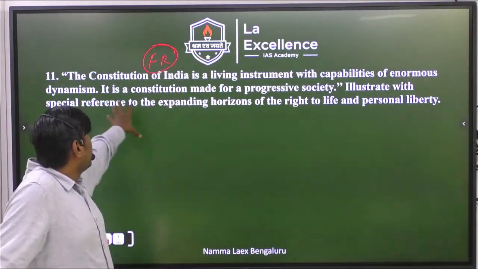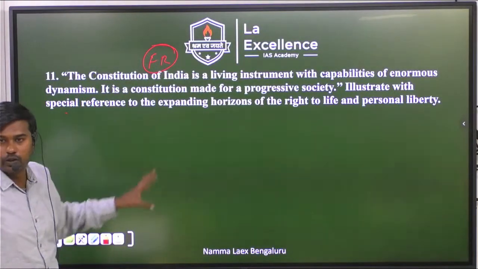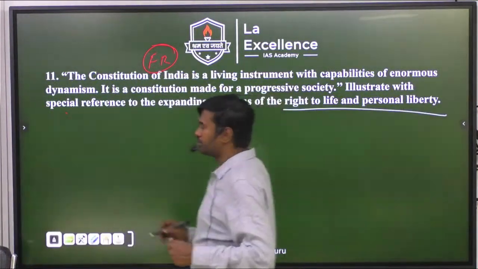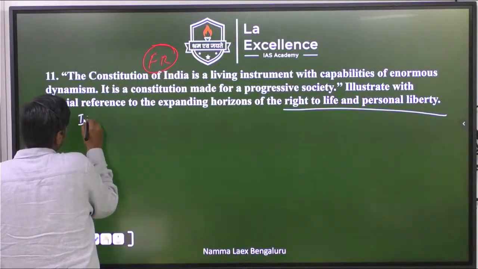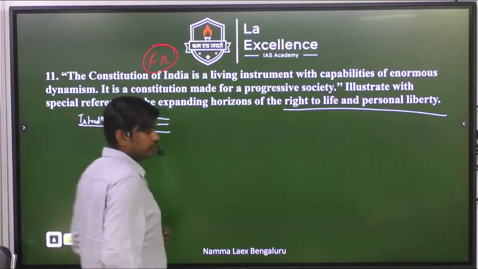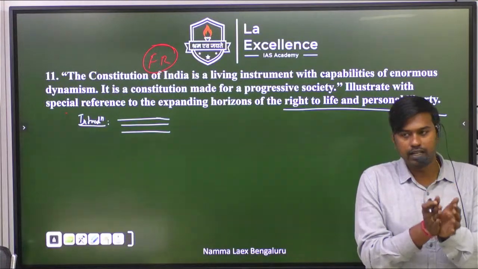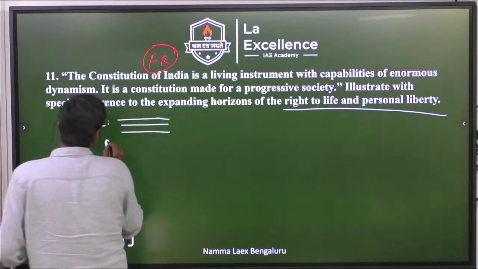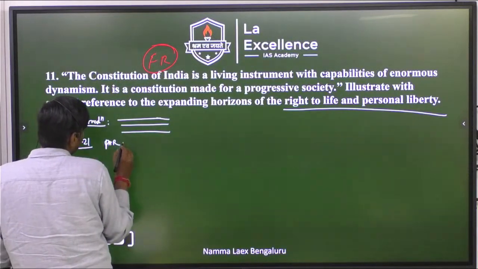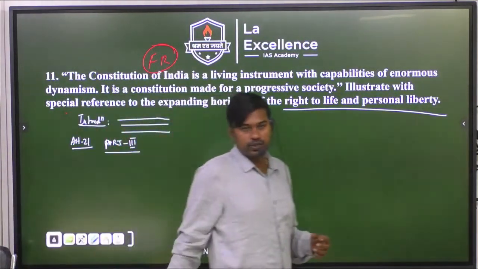Now, coming here, what they are asking in the introduction, what you can write, you can talk about Article 21. Is it clear? That is, this right to life and personal liberty. This can be part of your introduction. Is it fine what I am telling? So it comes under Part 3. That is, right to life and personal liberty comes under Article 21, and it is part of Part 3 of the Indian Constitution. This should always be mentioned.